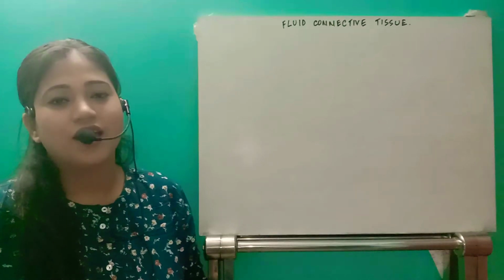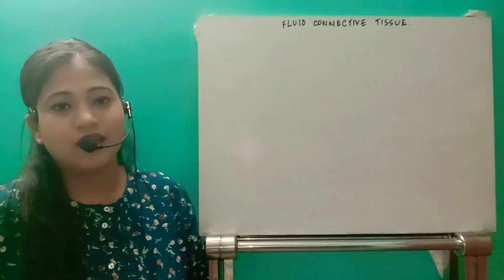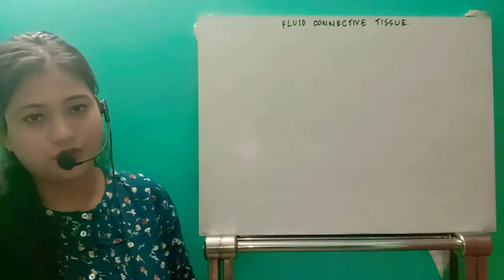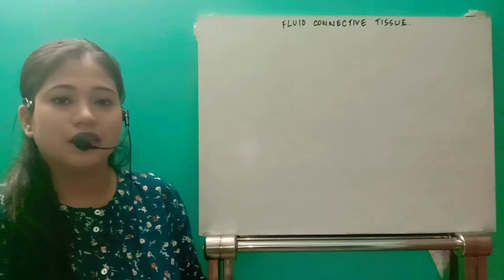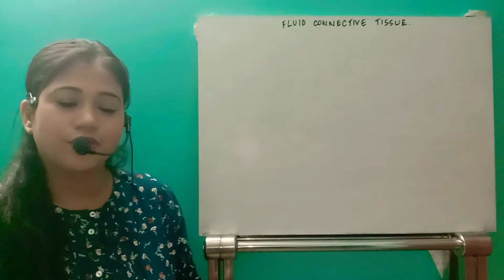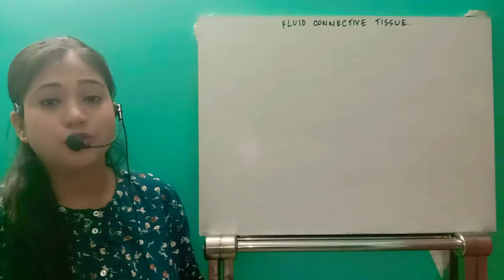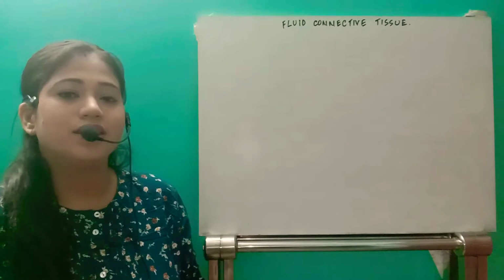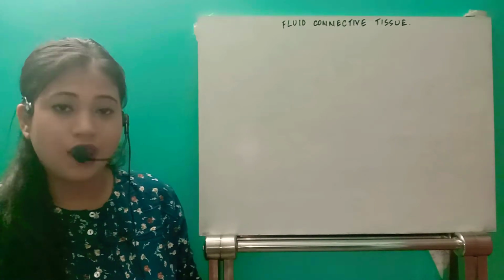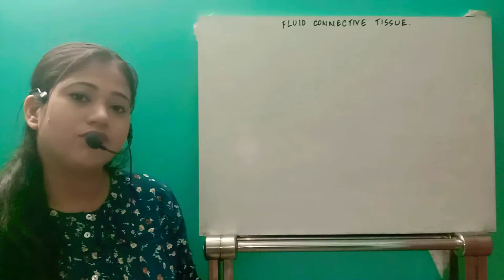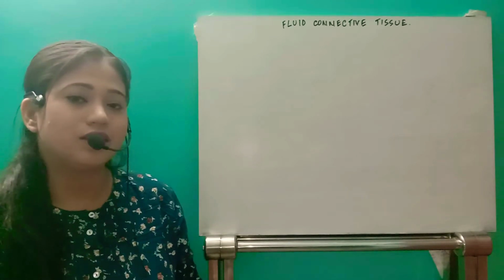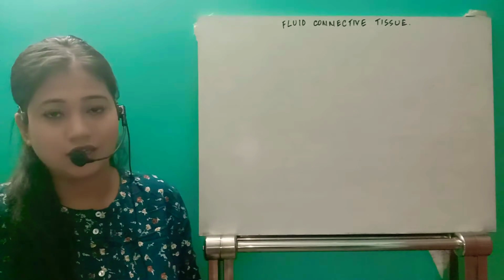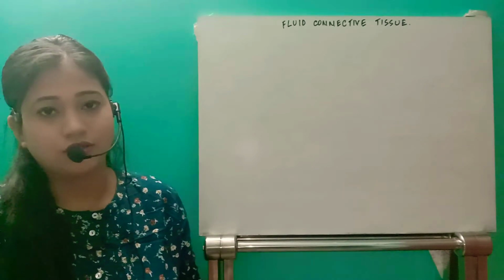Hello students, today we are going to start the last type of connective tissue, that is fluid connective tissue. Earlier we have studied that there are three types of connective tissue: proper or loose connective tissue, dense connective tissue, and specialized connective tissue. Under the specialized connective tissue, we have studied the skeletal connective tissue. Under the skeletal connective tissue, we have studied the bone and the cartilage, right?